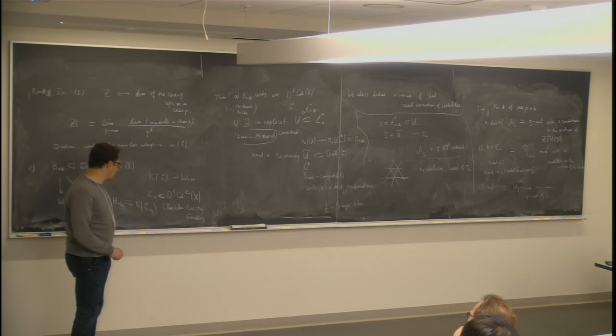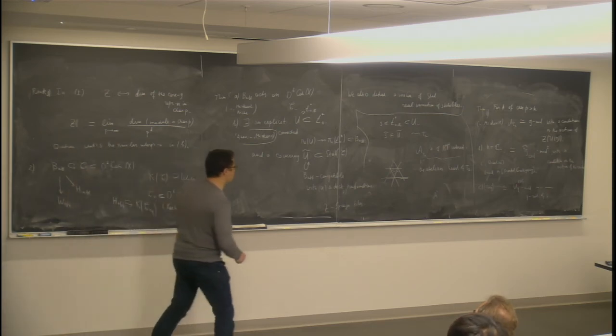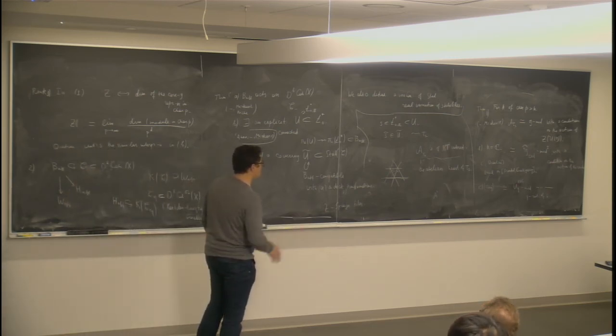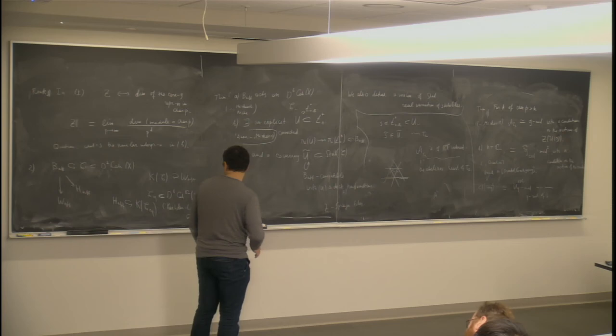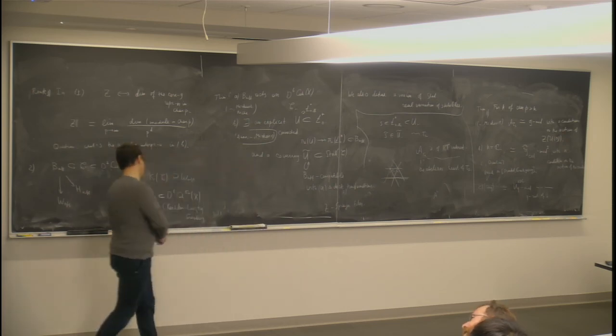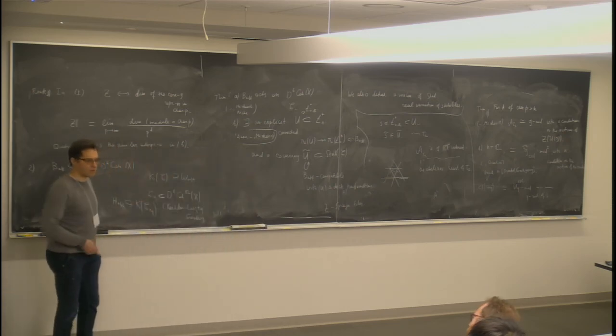No, the X is as before. X was this resolution. Y was the slice, and X was the image of the slice. And C was sheaf supported on the affine Springer fiber. Okay.